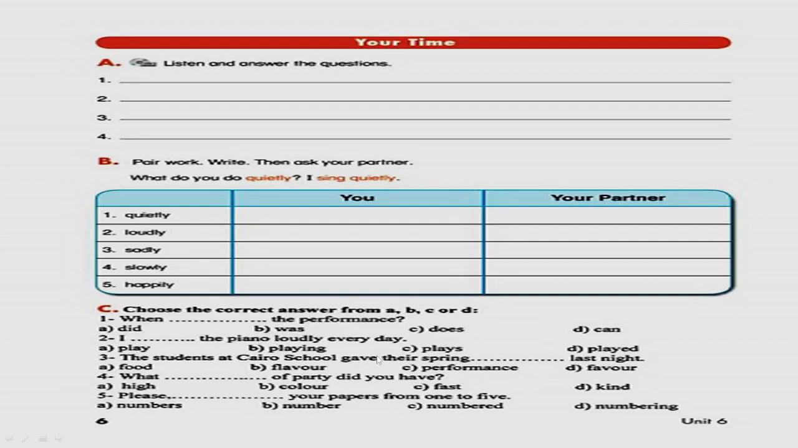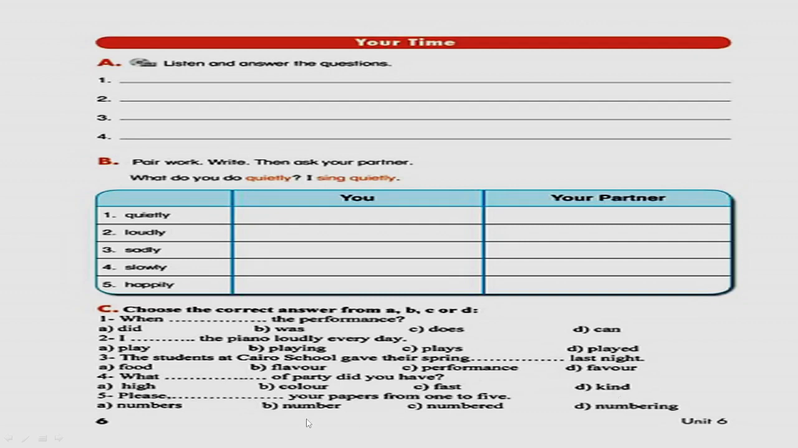I play the piano loudly every day. Every day refers to the present simple tense, so I'm going to use play in the base form without the final s, because I is not one of the third person singular pronouns. The students at Cairo School gave their spring performance last night. Yep, spring performance. What kind of party did you have? This question asks about the kind or the type of party.